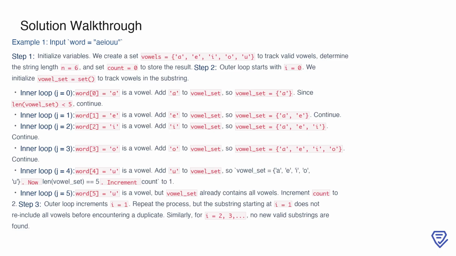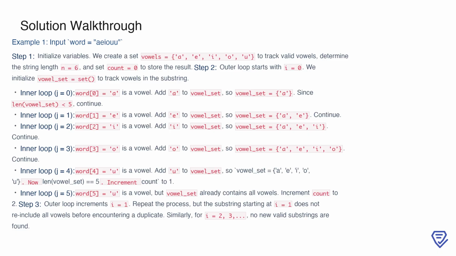Now, we begin our outer loop with i equals 0, where we'll examine substrings starting from each index of the word. For each starting index, we initialize an empty set called vowel_set to keep track of the vowels we encounter in the current substring. In the inner loop, we iterate through the characters of the substring. At j equals 0, the character is a, which is a vowel, so we add it to vowel_set. The set now contains only a, so we continue.